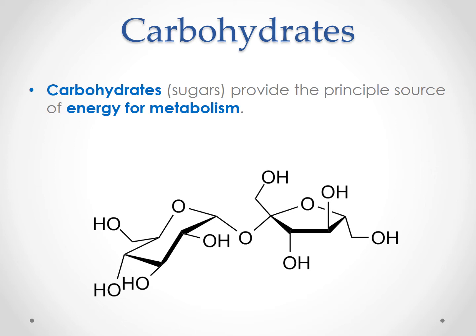The next group are carbohydrates, and these are your sugars. And these are going to be the energy for metabolism that we use. So we're going to talk about cellular respiration. And cellular respiration is, in part, the breakdown of glucose, which is a sugar, to help produce ATP that your cells need to function.